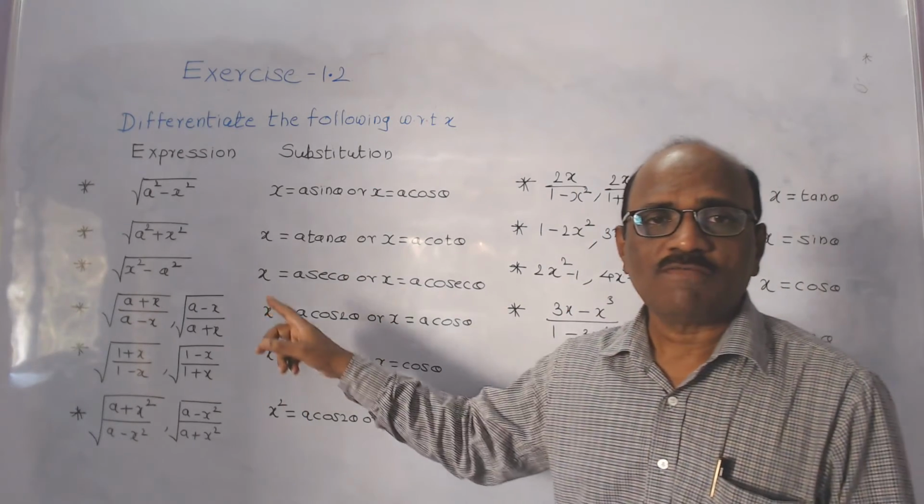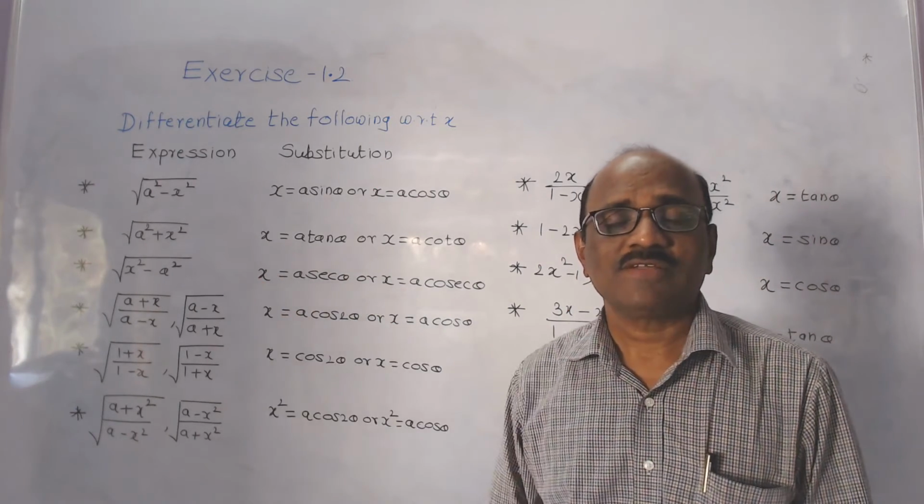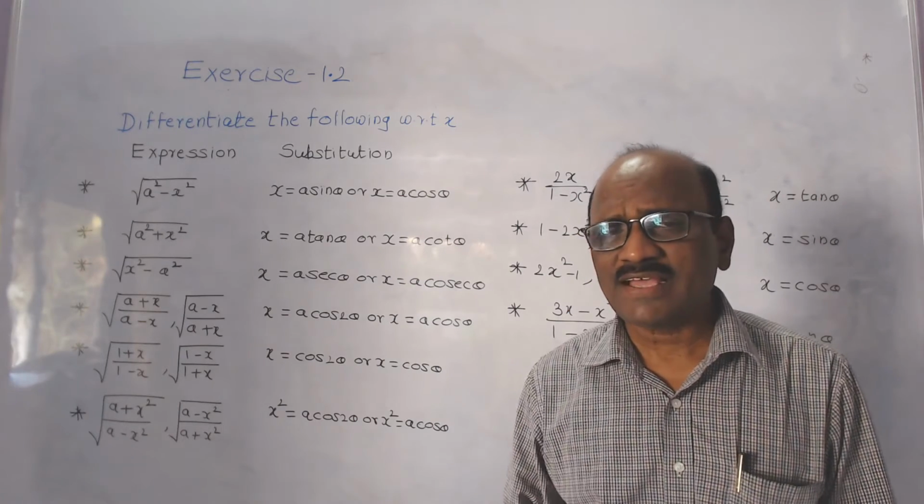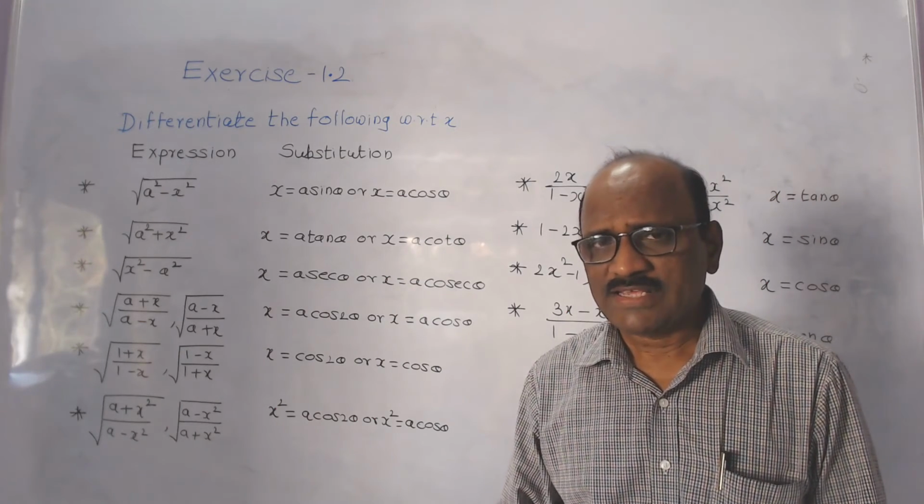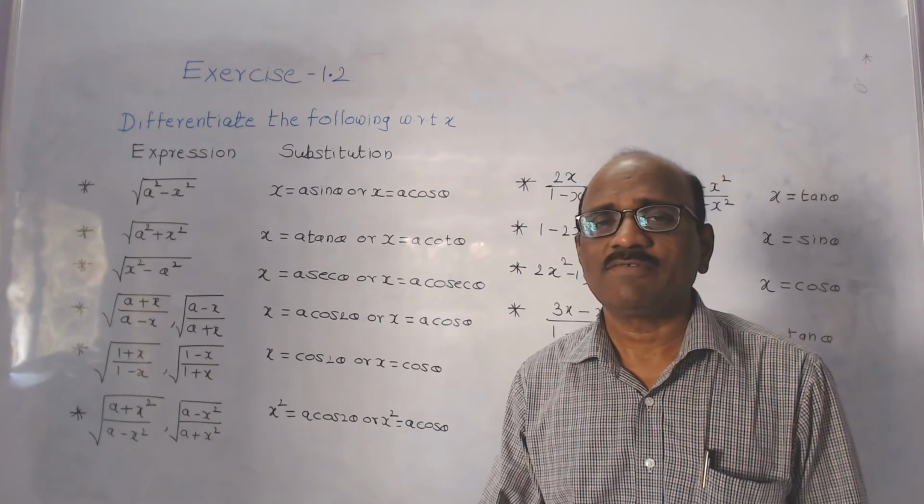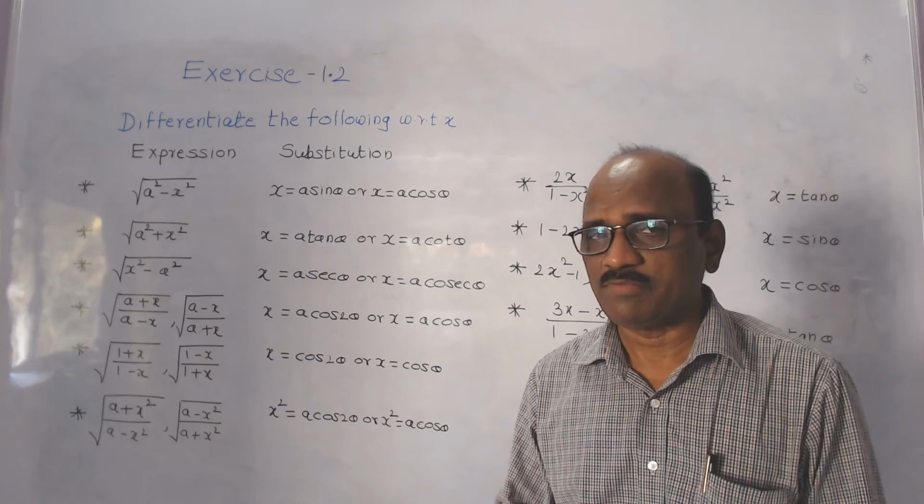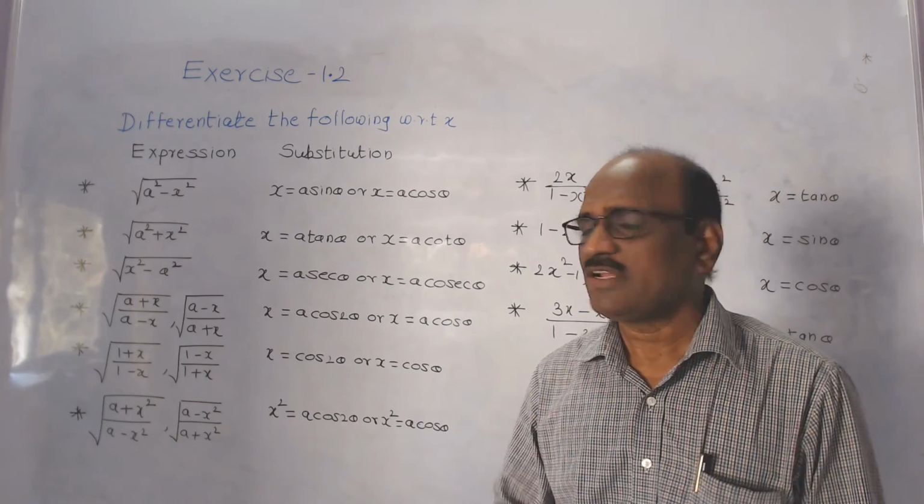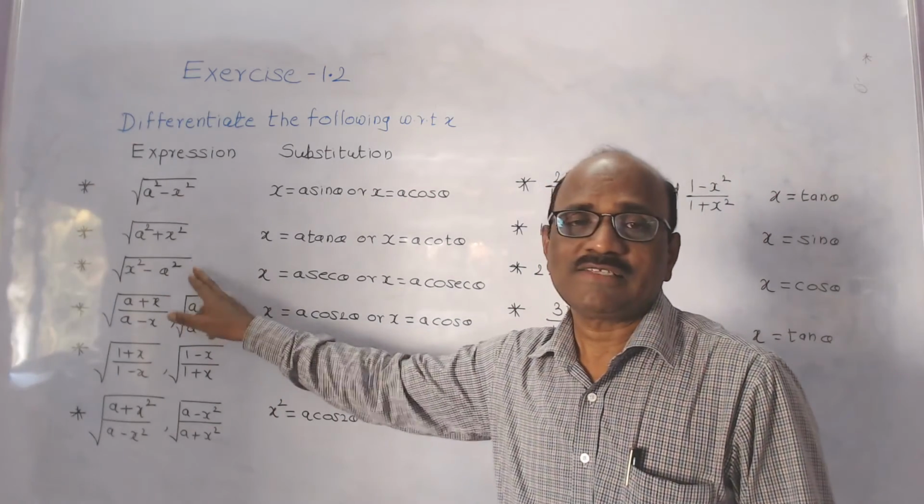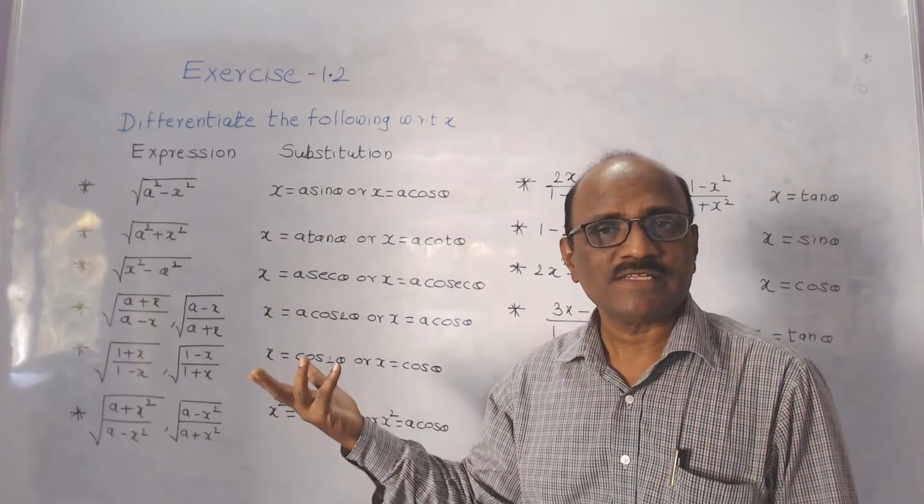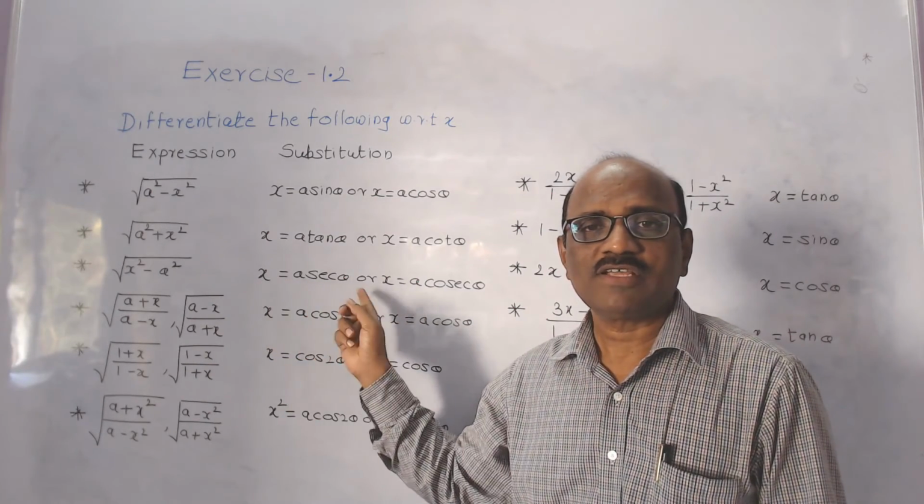Next is in root of x square minus a square. What is again the derivative of sec inverse and cosec inverse? That you have, that is 1 upon x under root of x square minus 1. X square minus 1 is important. 1 means what? 1 square, and here x square minus a square. Therefore you can remember like this also, x is equals to a sec theta or x is equals to a cosec theta.